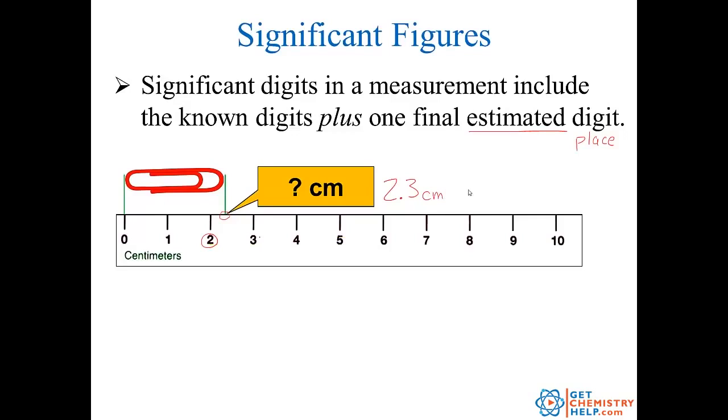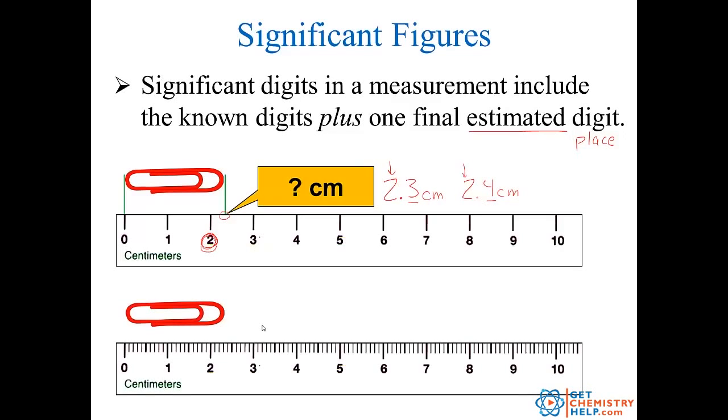But the nice thing is, as I said, that last digit is estimated. So maybe you think it's 2.4 centimeters. That's okay too, because this last digit is estimated. The thing is that we all agreed on the ones place because the ones place was clearly marked on here. Now on this ruler, we have the ones place marked, but we also have the tenths place marked. So we can see we've got 0.1, 0.2, 0.3, 0.4, 0.5, etc.